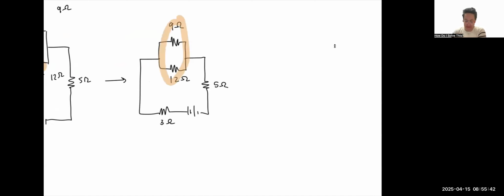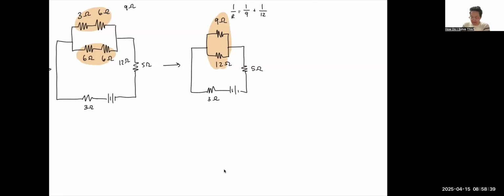We've got this up here that we need to simplify. I get 1 over 9 plus 1 over 12. 36 should work. Oh, they're a little slow. Sorry about that. We had a Wi-Fi drop.